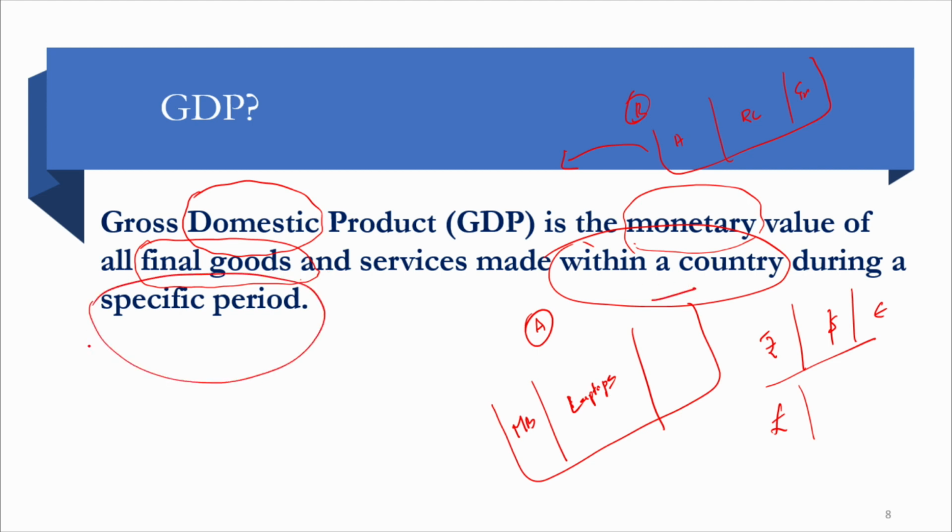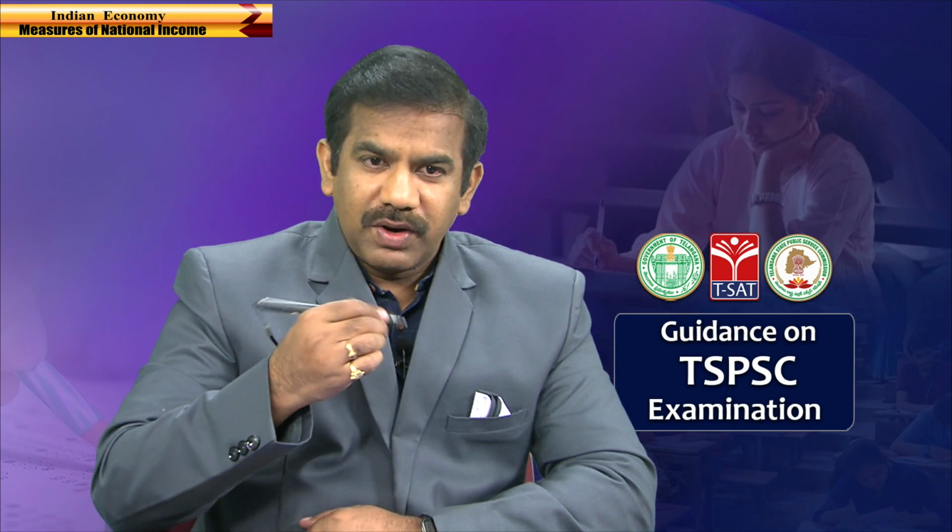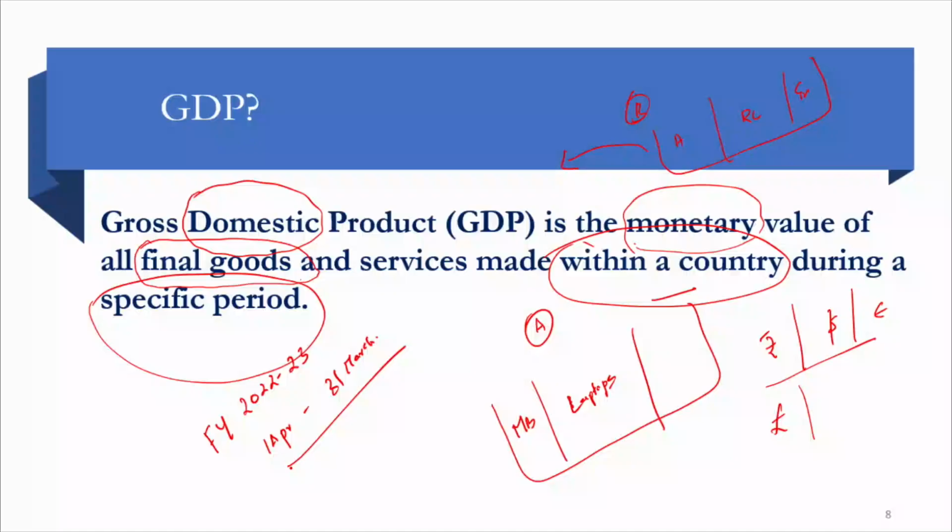It is the value of all final goods and services produced within the country and during a specific period. When I say specific period, in India we call this a financial year or an accounting year. We are right now in the 22-23 financial year. The reason is this financial year starts on 1st April and ends on 31st March. So simply speaking, GDP represents the sum of the value of all final goods and services produced in our country, that's India, during this period of time, starting from the 1st April to 31st March of the next calendar year.